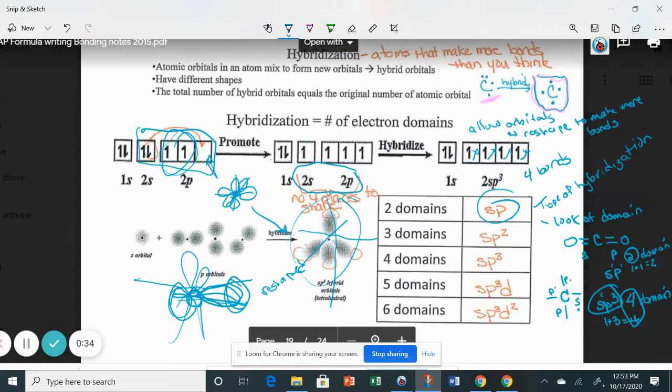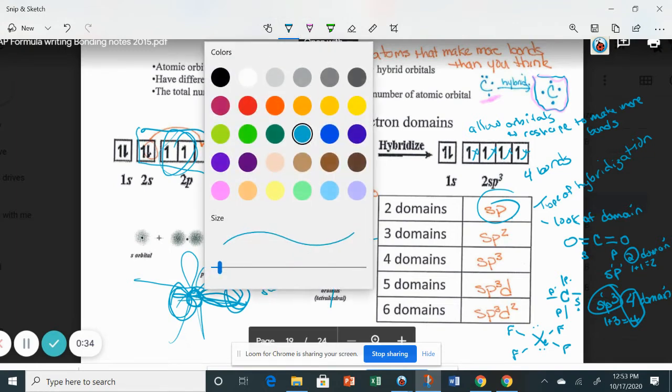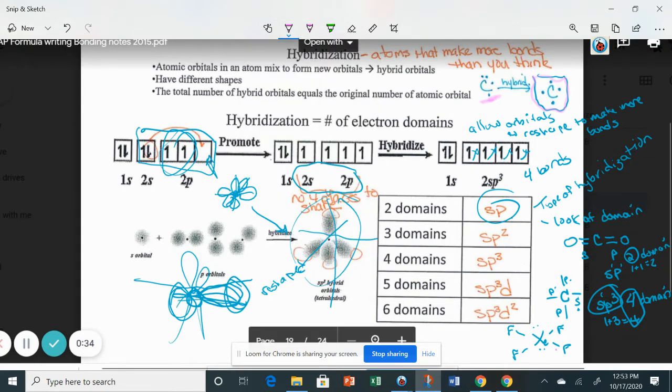If you're in a bigger one, like xenon with 4 things off of it and lone pairs, okay, you can still do this. I'm going to change the color of my pen just so you can see me labeling it. Here, it doesn't matter where you start. S, P, P, P. Now we run out. We don't have any more P's to put in there. There's only 3 P orbitals. So now we go D, D, D.